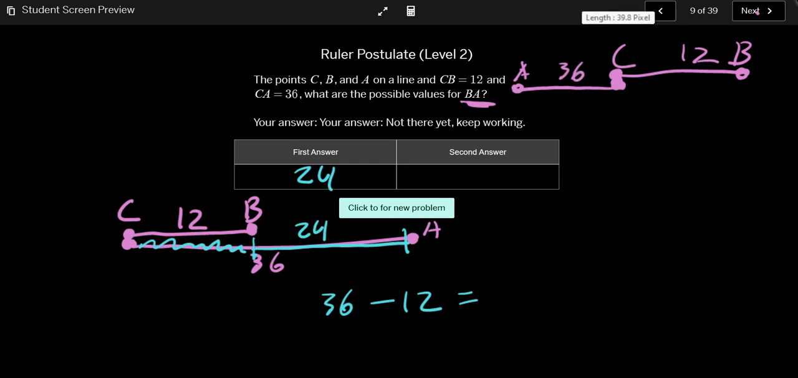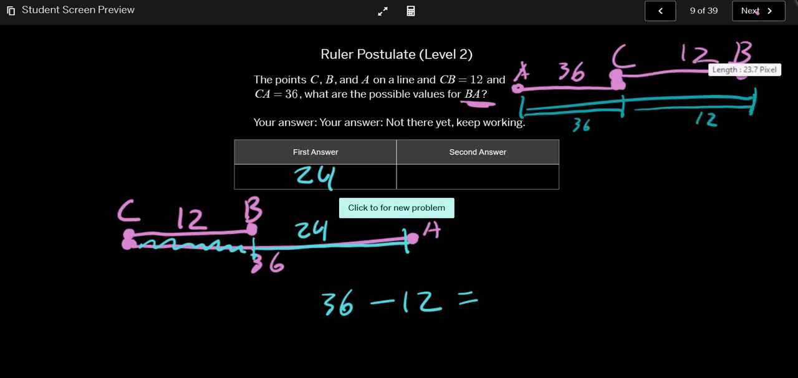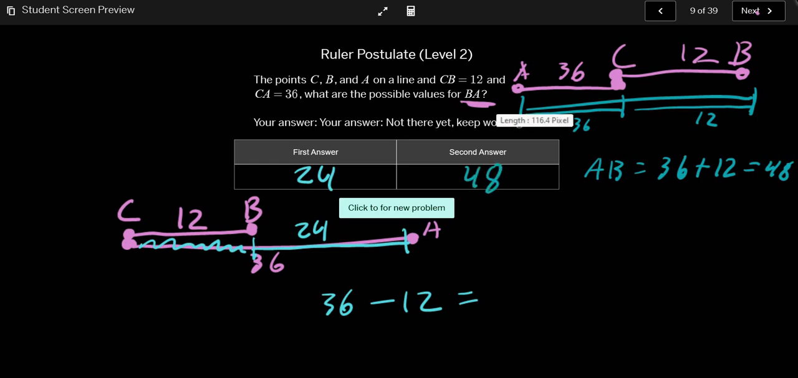But now, to get from A to B, you have to go up 36, and then you have to go up 12. Meaning that A to B is that distance of 36 plus 12. So the other possible distance that you have here is 48. So it depends on, are you going to send B and A in the same direction, or are you going to send B and A in opposite directions? And that's where you get these two different distances from.